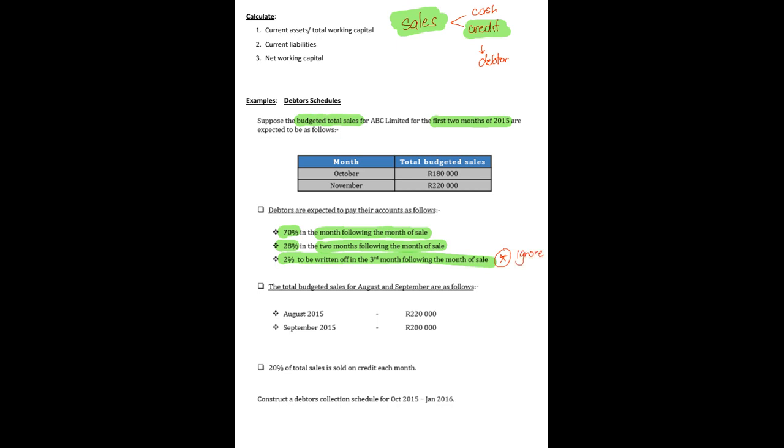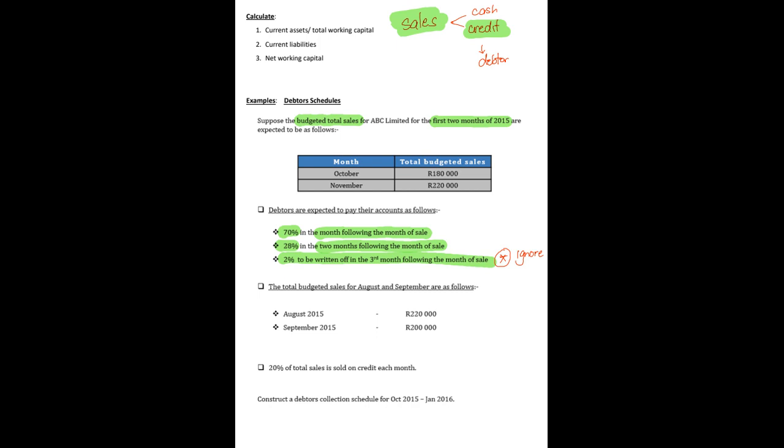The reason we're ignoring it is because the debtor schedule shows you what is actually received. And remember, if you're writing it off, it's no funds actually coming in. So you're not going to include it in your debtor schedule. You'll completely ignore the bad debt, or it's also called your irrecoverable debt. So the moment you see written off, bad debt or irrecoverable, just ignore that one, because you are looking at what was actually received in that particular month or year or whatever period it is. So this is how we're receiving the funds.